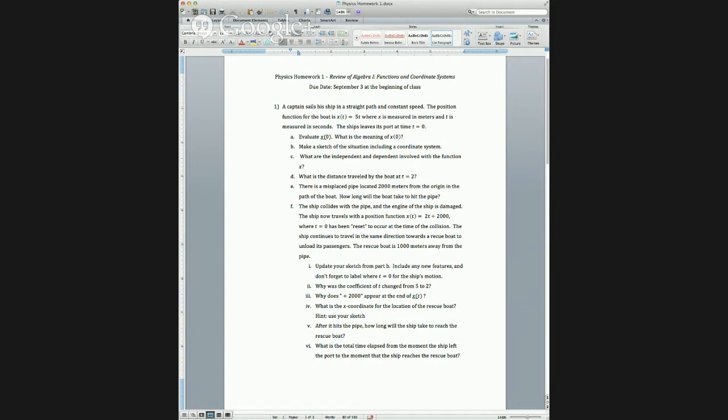All right, part B here, we have: make a sketch of the situation including coordinate system. Okay, so let's go ahead and bring up the iPad and do that real quick. Here we go.